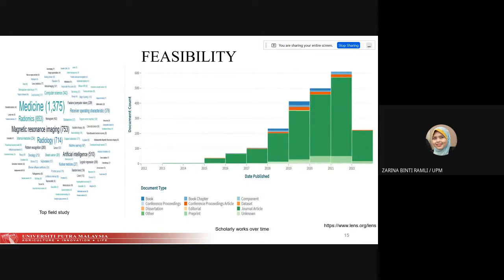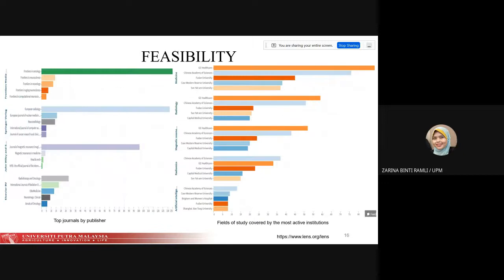The feasibility of this study is based on the result from lens.org. The number of publications on this research topic has increased from 2005 until 2022 now. Frontiers in Oncology is the top journal by publisher in this field of study, and the most active institute for radiology is mostly GE Healthcare.